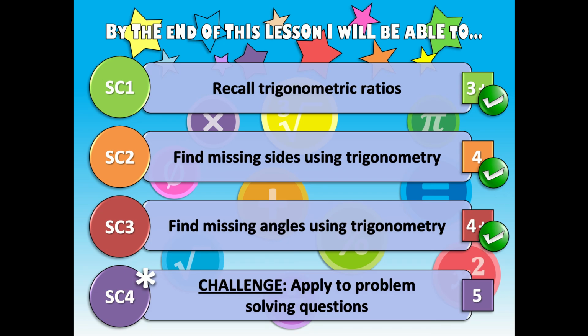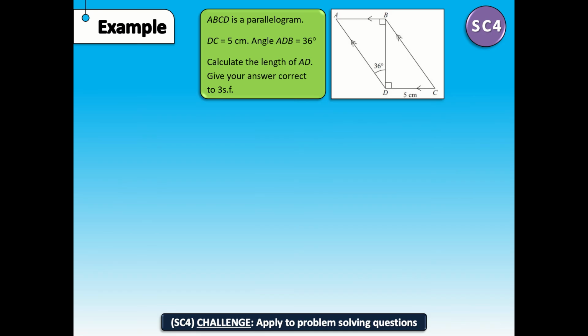And now we've completed success criteria 3. So we're going to move on to number 4, and this is to apply to problem solving questions. So ABCD is a parallelogram, DC is 5 centimeters, and angle ADB is 36 degrees. So we want to calculate the length AD. We want to give our answer correct to 3 significant figures.